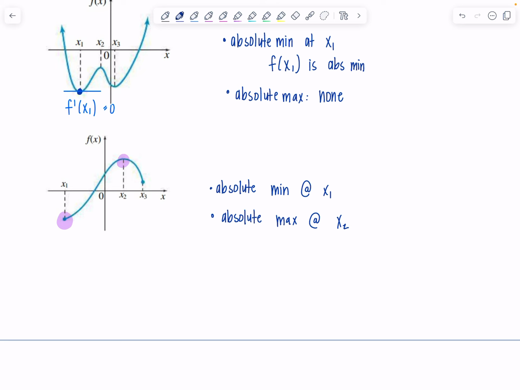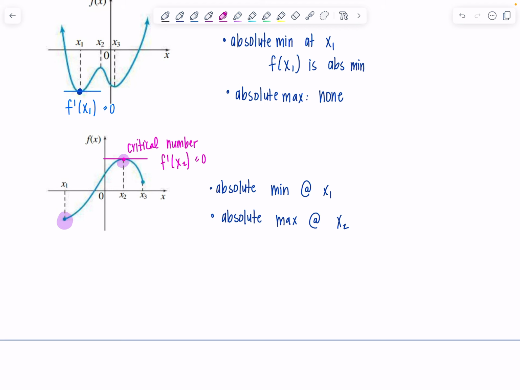Are both x1 and x2 critical numbers? x1 is not, x2 is, right? Slope of the tangent line there is 0, so this is a critical number. f prime of x2 is 0.